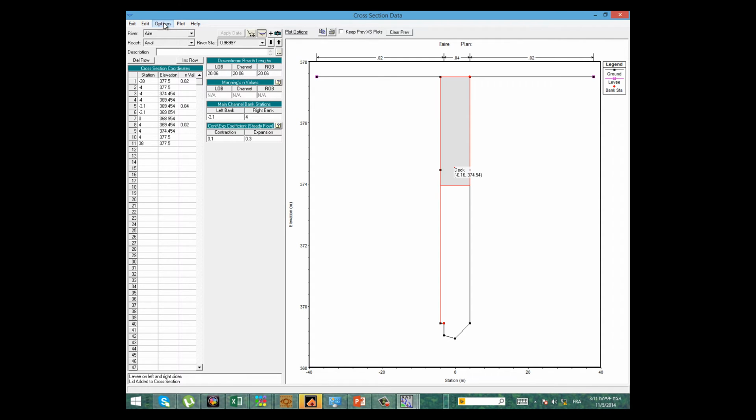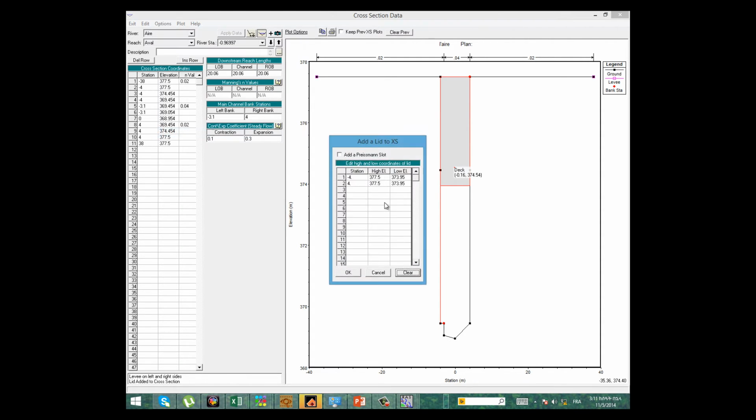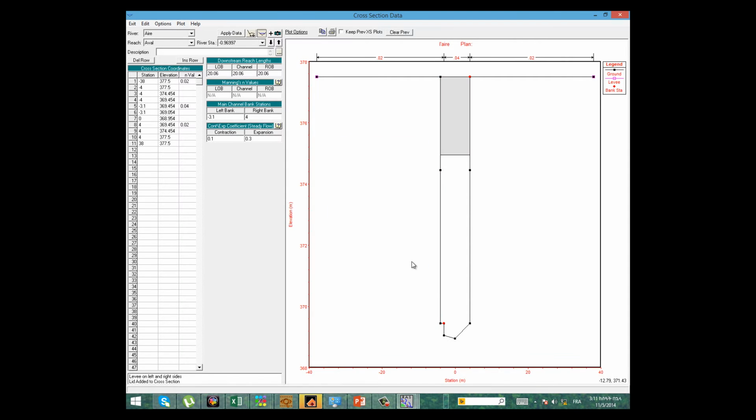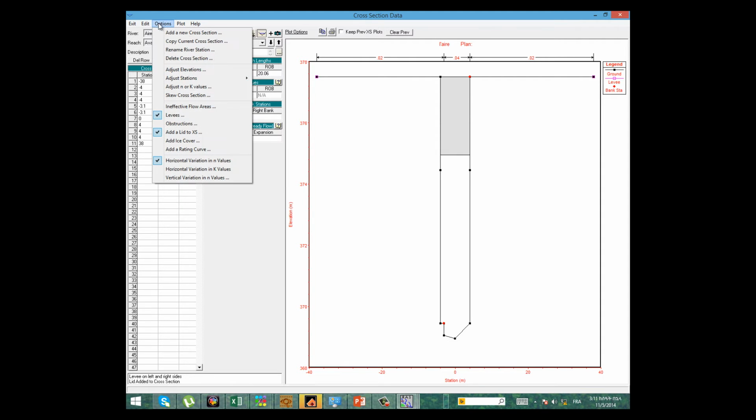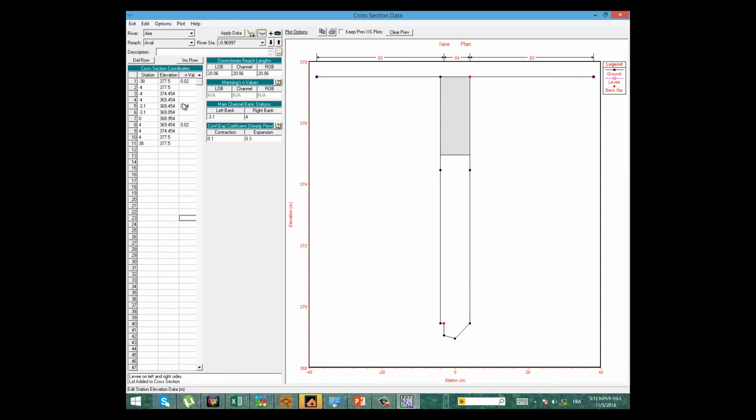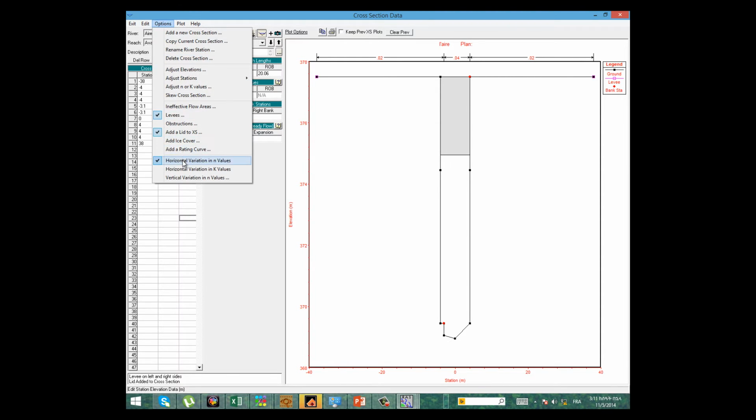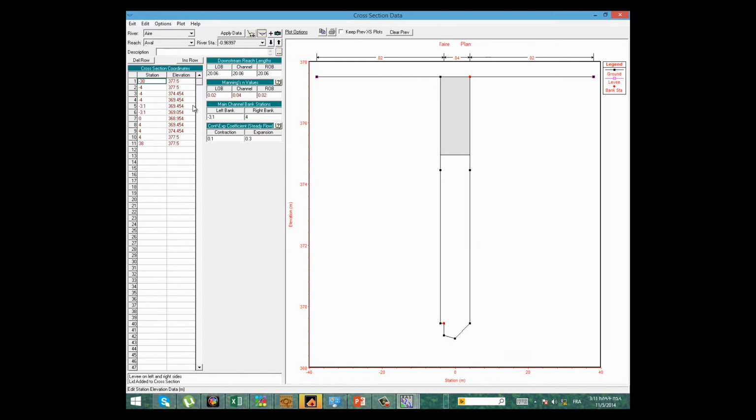And to put lids, you can add lids, and just check the elevations. If you make this elevation 4, for example, it will change. You see, it goes up and down. So we just give maximum and minimum and the station point, so it will create it for us by itself. The other is horizontal variation in n values. If you click this thing out, you see all the n values disappeared.